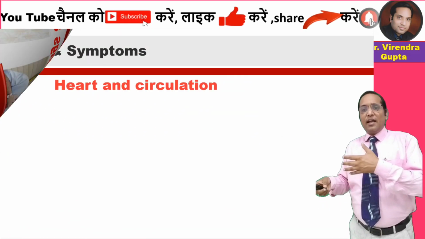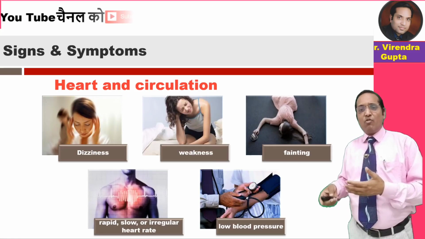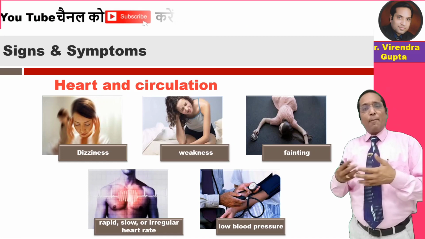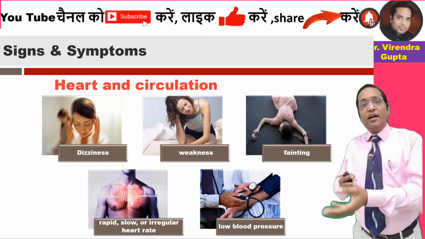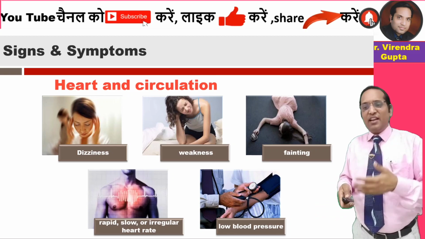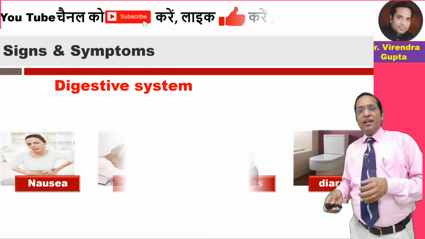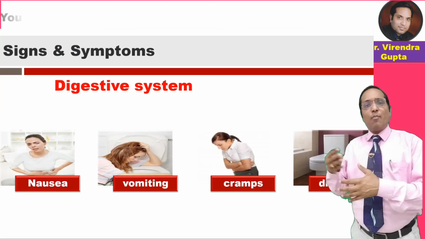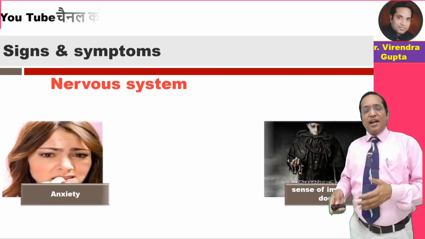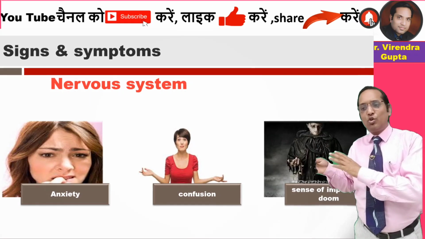So guys, in the heart, circulation or cardiovascular system, they may find dizziness, weakness, fainting attacks, or rapid or slow or irregular pulses or heart rate, or there may be arrhythmia or low blood pressure or hypotension. And in the digestive system, there may be nausea, vomiting, diarrhea or crampy abdominal pains. And in the nervous system, there may be anxiety, confusion or a sense of impending doom.